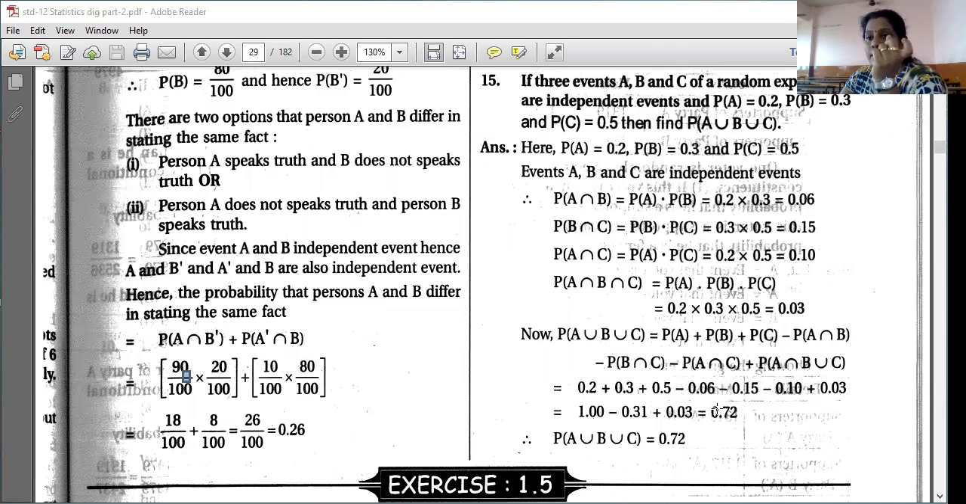You first write the formula, leave some space, and then find out the values. So for P of A union B union C, the formula is P of A plus P of B plus P of C minus P of A intersection B minus P of B intersection C minus P of A intersection C plus P of A intersection B intersection C. If there is a mistake in the intersection here, then on calculating you will get the answer 0.72.